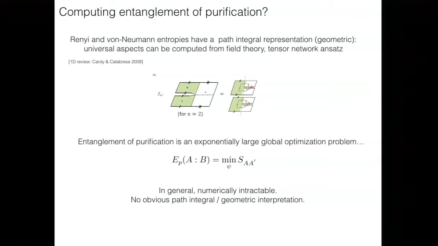Entanglement of purification is expressed as an optimization problem. And it's an optimization problem over an exponentially large space, the set of all purifications, exponentially large in the size of the system. So theoretically, we don't have any path integral interpretation of this. And in general, numerically, it's going to be intractable. It's even hard for a couple of qubits because it becomes very rapidly a large variational optimization problem.